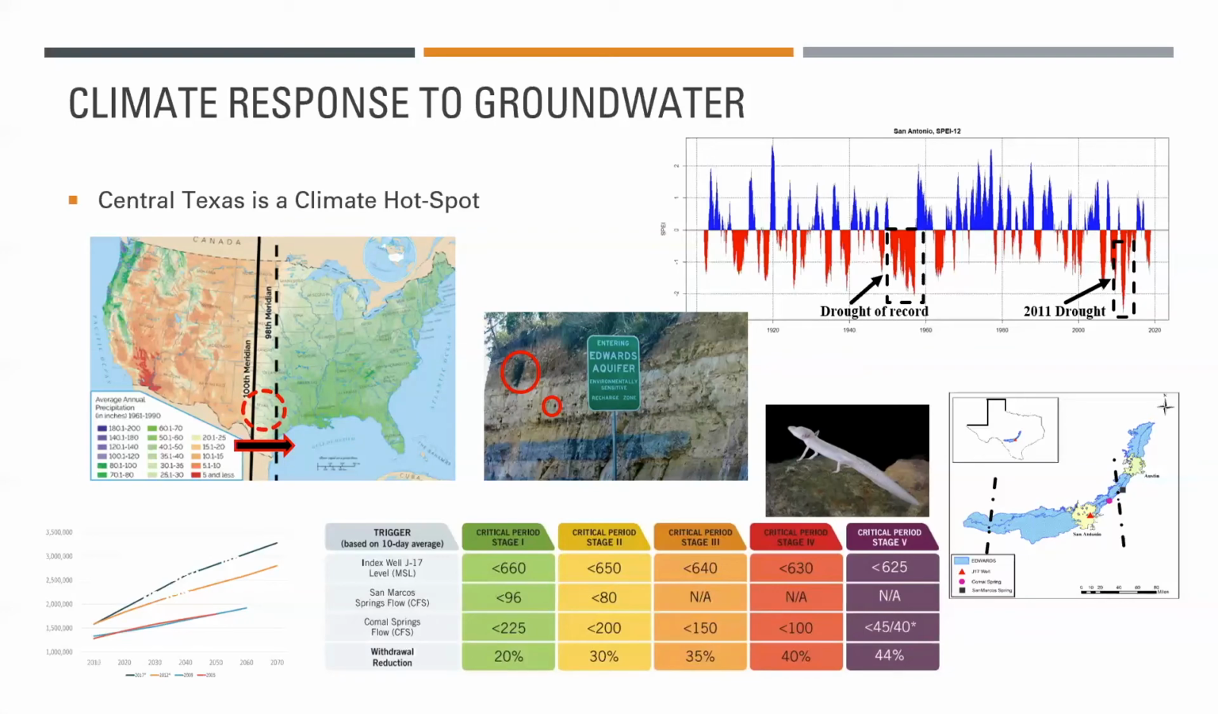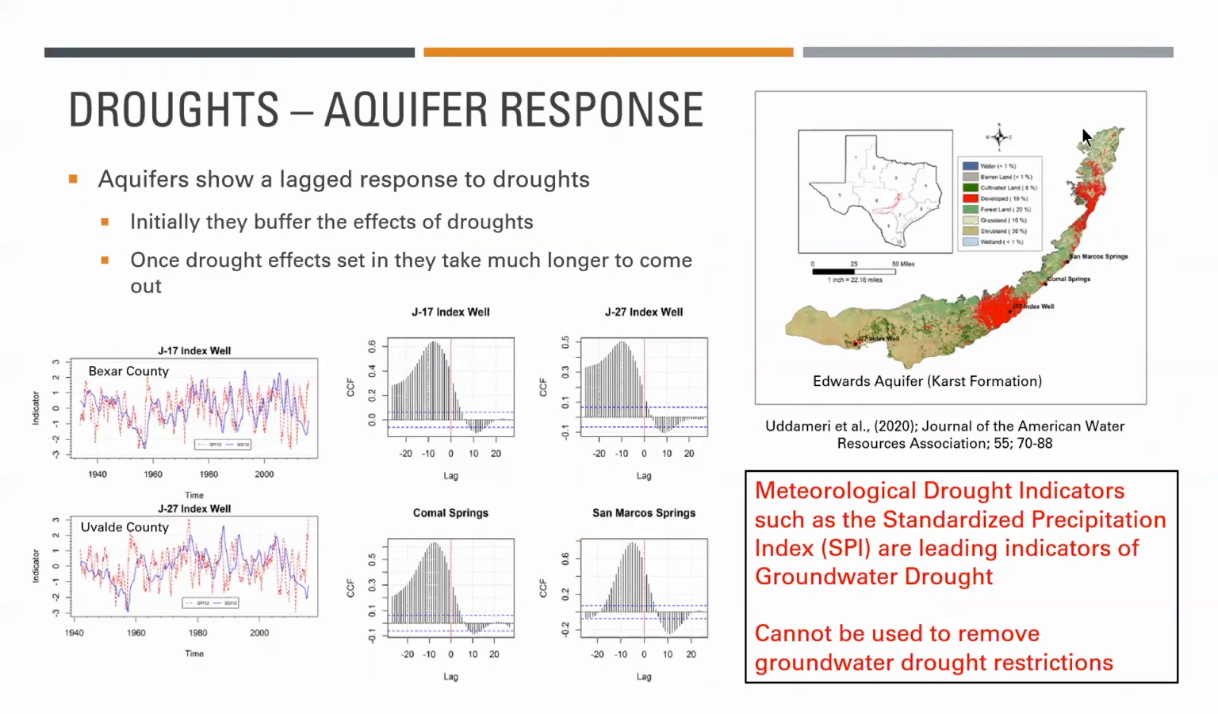One of the things about Edwards Aquifer is that it is very heavily regulated. As soon as the water level goes down, they start reducing pumpage. They have 4 points. One is in Uvalde County, the J27 well. The J17 well is right in Bexar County. It's right in the middle of San Antonio, actually. And then the Comal Springs and the San Marcos Springs, which you hit as you go on I-35 from San Antonio towards Austin. So those are your 4 trigger points, or 4 places where they look at water levels or spring discharges.